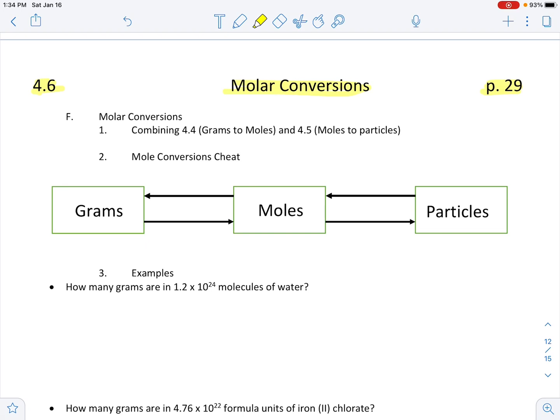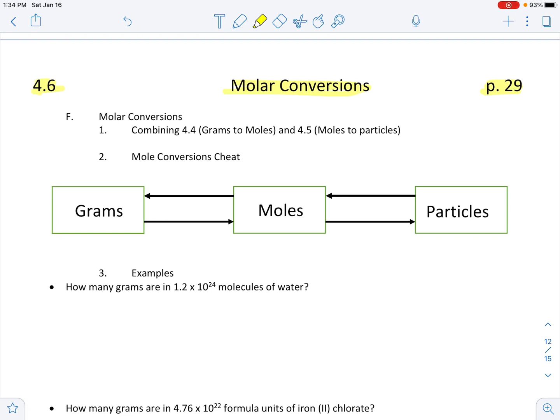So what we're going to do is combine our grams to moles and our 4.5, or our moles to particles, into one big, kind of doing all the steps together. I've made us a little cheat sheet. Some people like this better than the T-charts, but I promise the T-charts will be helpful later on. So I encourage you to learn how to do those, because we will be using those not in our next unit, but the next unit after that.